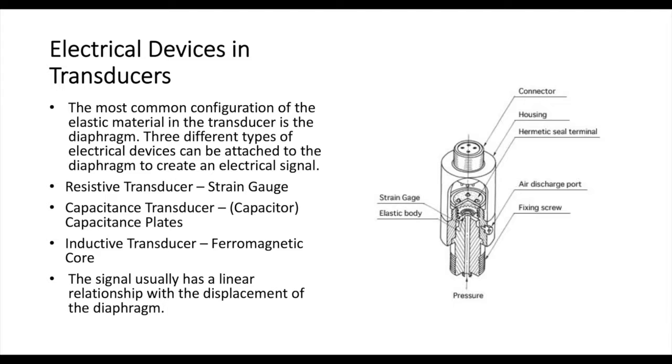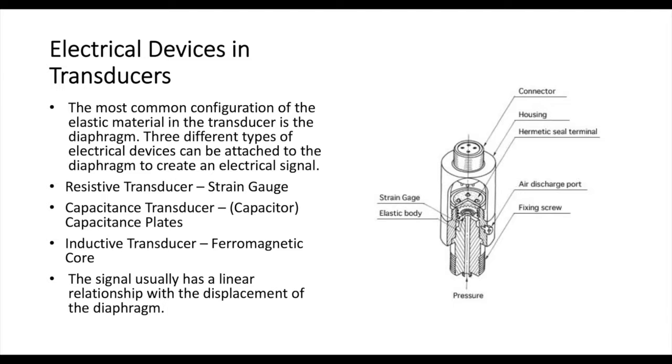Second is a capacitance transducer, which uses a capacitor and capacitance plates. A change in pressure is measured as a change in capacitance between two capacitance plates. One plate is bonded to the deformable side of the elastic material, or the diaphragm, while the other one is bonded to the unpressurized surface.